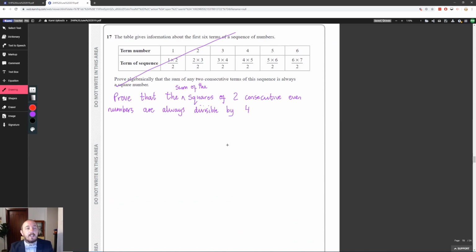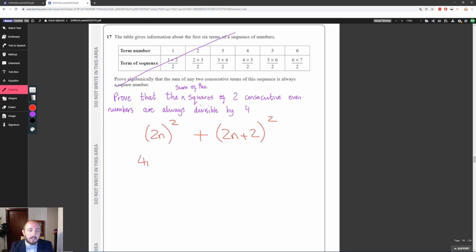I've changed the proof slightly. Prove that the sum of the squares of two consecutive even numbers is always divisible by 4. So if I have an even number, 2n, the next consecutive even number will be 2n plus another 2, like that. Prove that the sum of the squares, so squares and the sum of them, is going to be like that. I sum them together and I square them.